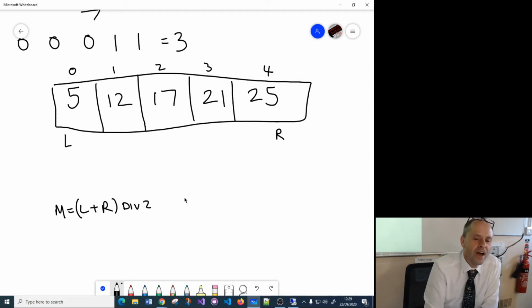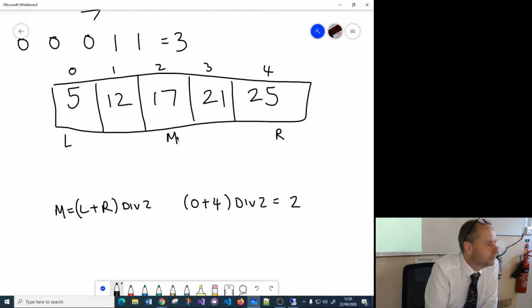Right, so that actually will be 0 plus 4 div 2, which gives us 2. So our middle initially is there. So this could be search 1. So we need a number that we're looking for. So let's look for 25. Okay, so we're looking for, search for 25.